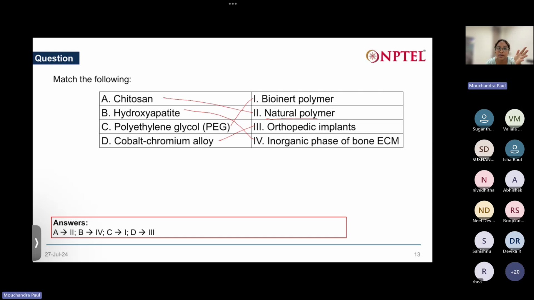So under natural polymers, the correct answer is chitosan. So anyone know from where chitosan is derived? Since it is a natural polymer, it must be derived from a natural source. But from where is it derived? Anyone knows?